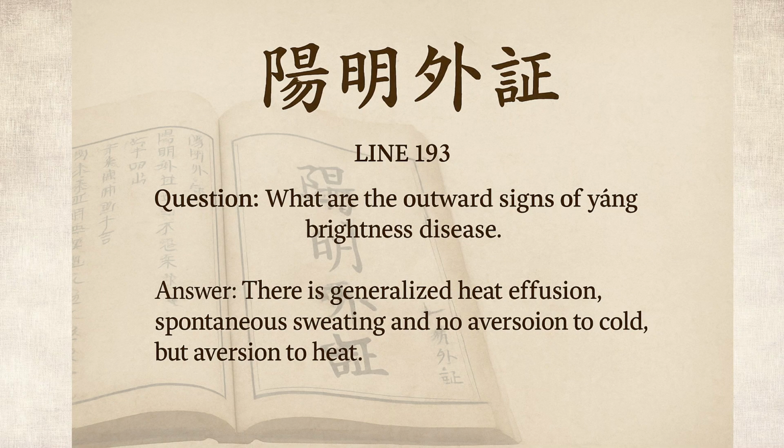Line 193. Question: what are the outward signs of Yang brightness disease? Answer: there is generalized heat effusion, spontaneous sweating, and no aversion to cold, but aversion to heat. Line 193 defines the key exterior signs: spontaneous sweating, strong body heat, and aversion to heat instead of cold, a hallmark of interior repletion with exuberant yang heat.